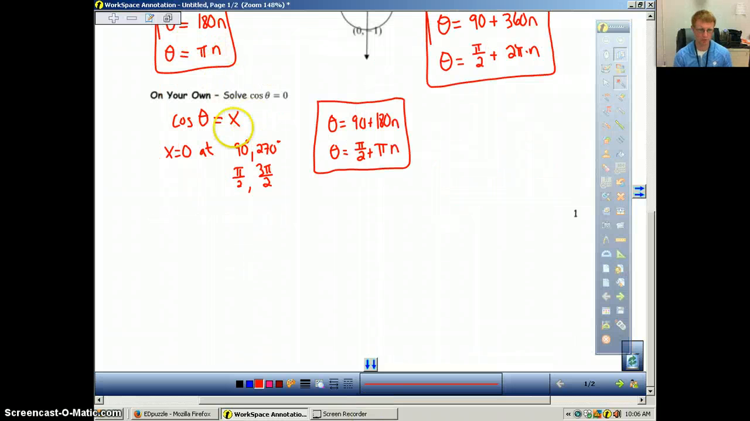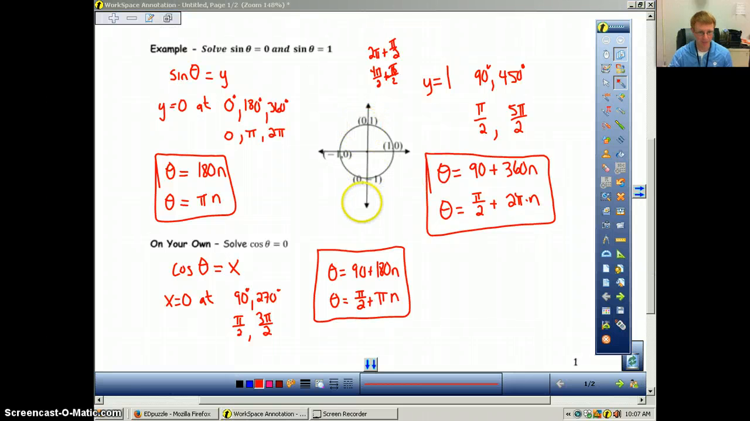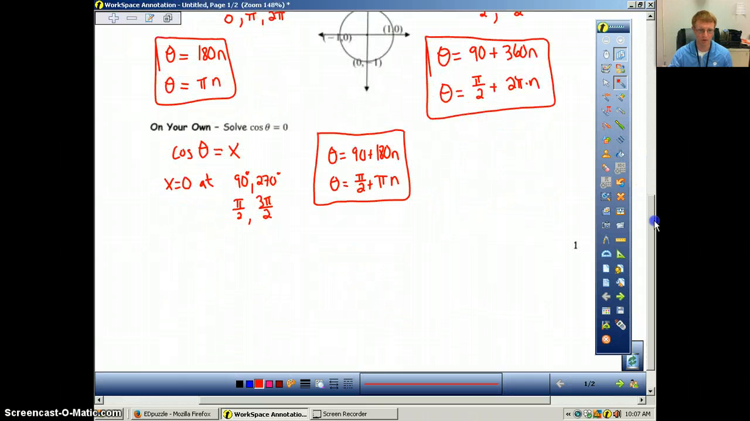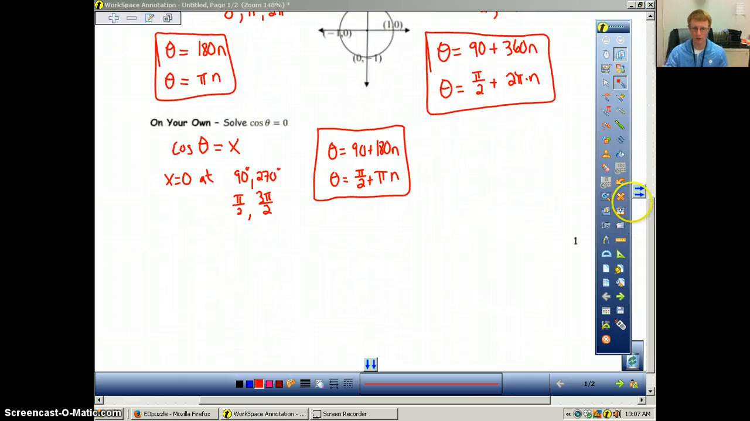So on this one, it's a little bit different because x is going to be equal to 0 at both 90 and 270. So it's very similar to the one we did above, but now our starting points are 90 and pi halves, radians or degrees, but now it's going to be 0 every 180 degrees or every pi radians. So it's not 360 because we get 0 at both the top and the bottom, whereas we only got y equals 1 at the top only. So that was a little bit different, but kind of the same concept. So hopefully you got that.